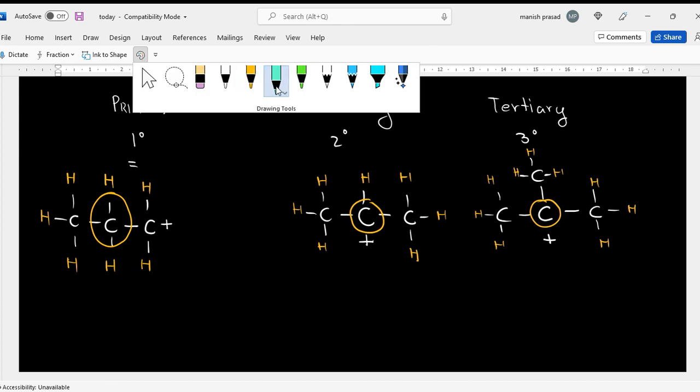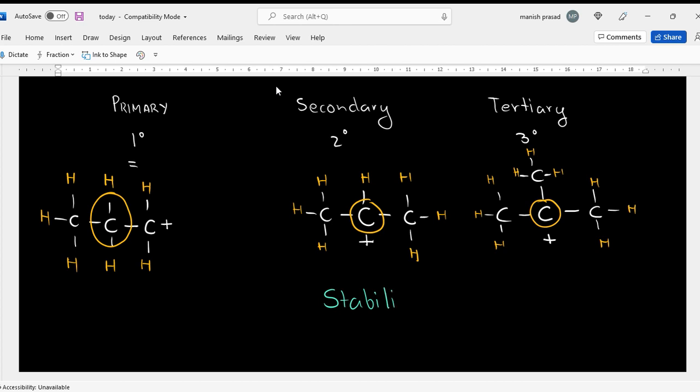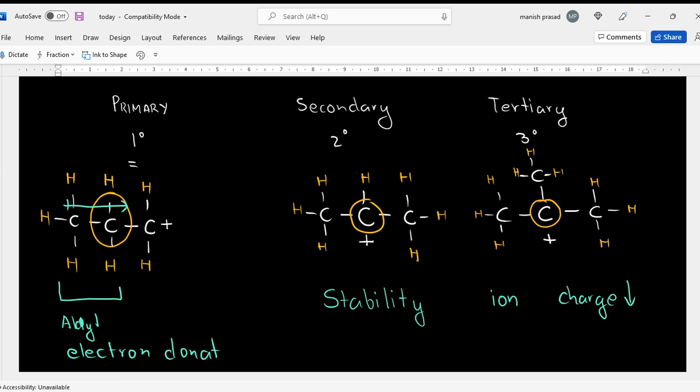Now let's talk about the stability. An ion is stable if the charge on it is somehow decreased. If you can decrease the charge on it, it becomes stable. Now, whatever is present on this side is known as the alkyl group. The alkyl group is an electron donating group. In some books, the term used is electron releasing. So, when it donates electrons, the electrons would decrease the positive charge a little bit, because electron density is coming towards the positive side.